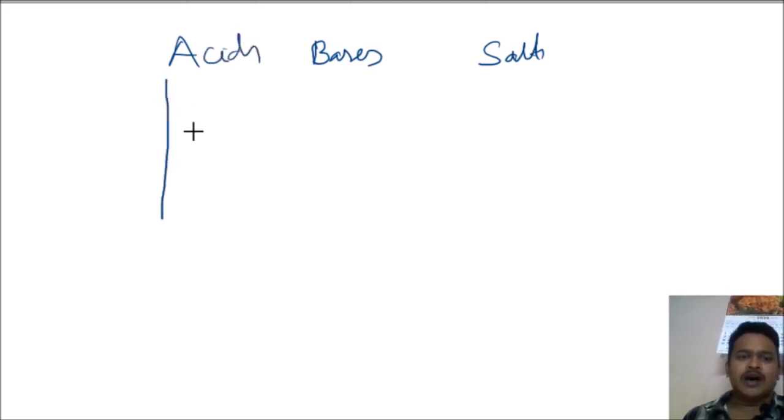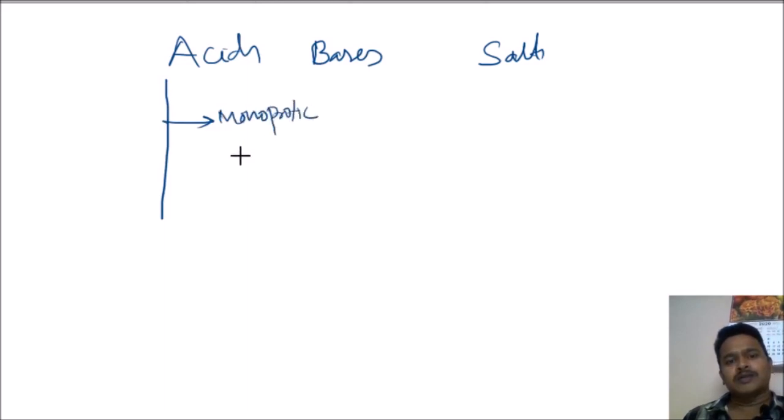Acids are also divided into monoprotic acids, diprotic acids and triprotic acids.